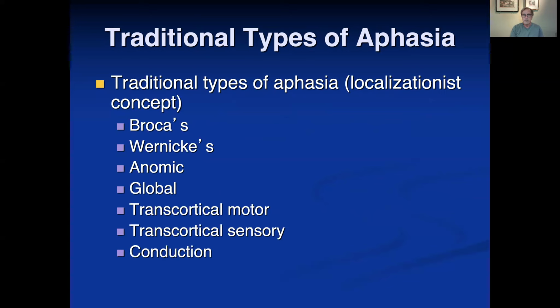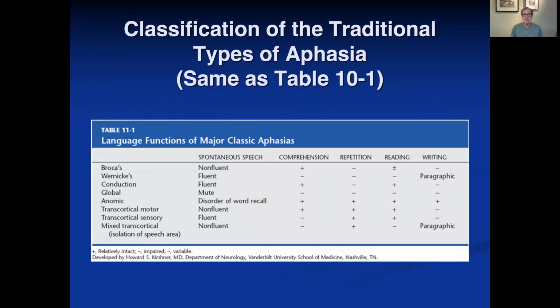All right, so now looking at the localizationist concept, these are the types of aphasia: Broca's and Wernicke's, which you're familiar with, anomic, global, transcortical motor, and transcortical sensory, and then conduction. And we will go through each one of those and give the characteristics and also the area of the brain that is damaged.